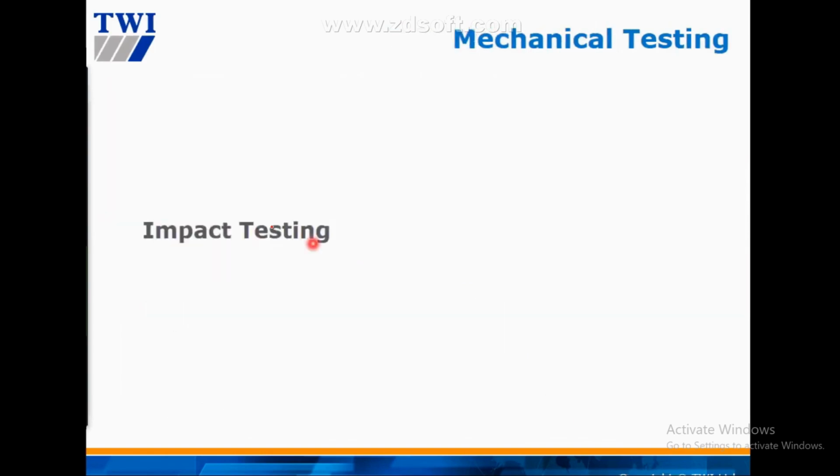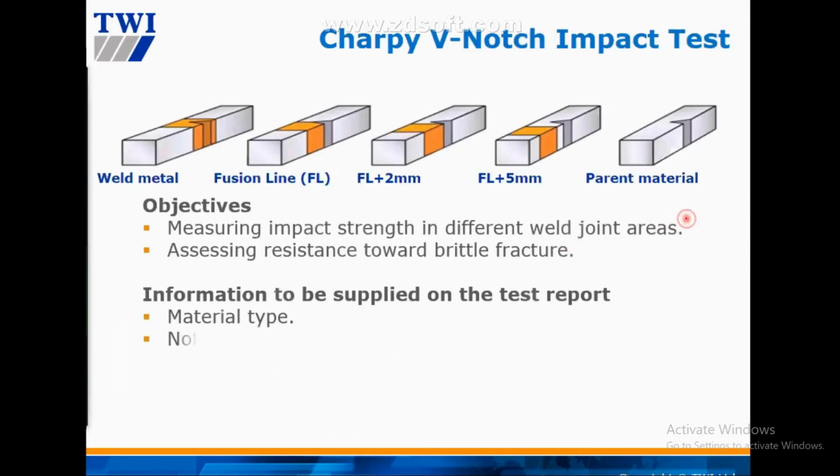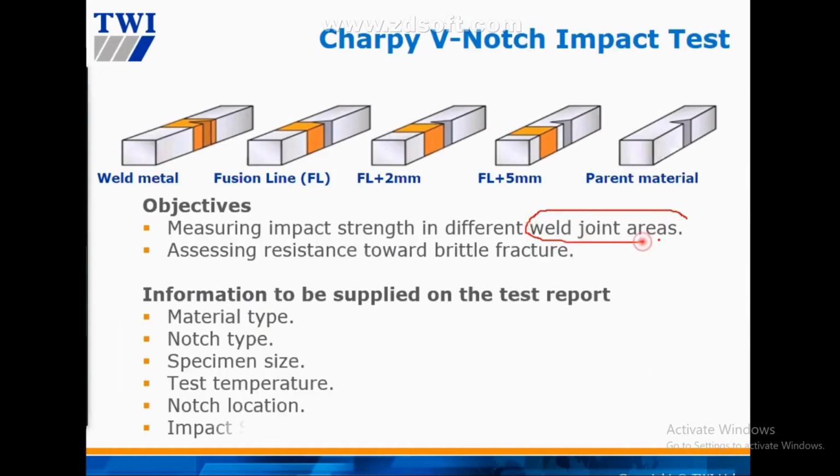All right, impact. What is the purpose of impact? To check toughness. Yeah, right, you check for toughness. And again, you see they talk about weld joint areas. And this is Charpy V-notch. Sometimes they call it CVN. They're not talking about Charpy in the answer, maybe they write it down as CVN. So you understand CVN, this is Charpy.